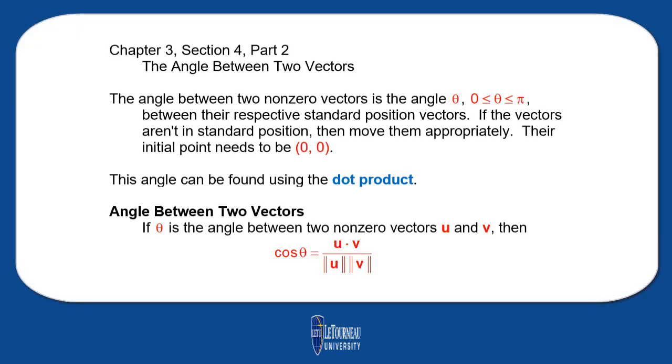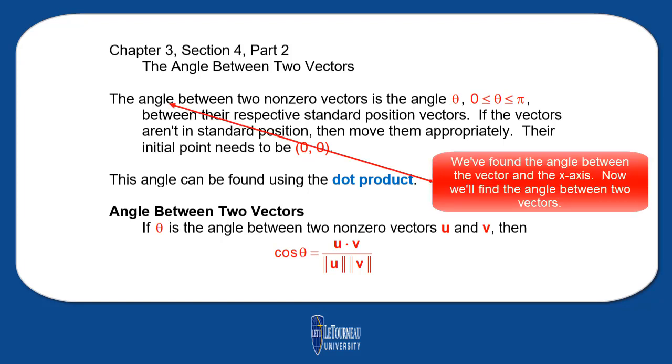Now we want to look at the angle between two vectors. The angle between two non-zero vectors is the angle theta, between 0 and pi, between their respective standard position vectors. If the vectors aren't in standard position, then move them appropriately.